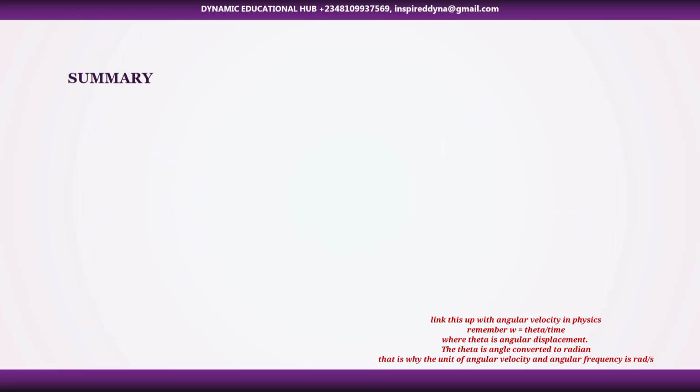So let's quickly look at the summary of what we have learned in measurement of angles in pi and radian. We see that pi is equal to 180 degrees in radian. Master this. Which means that 2 pi will be what? 2 times 180 degrees. So 360 degrees is equal to 2 pi in radian.